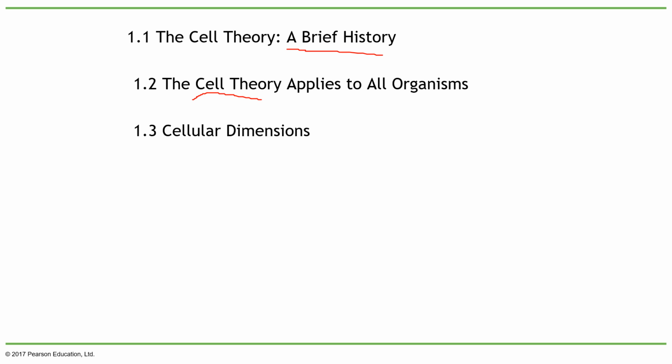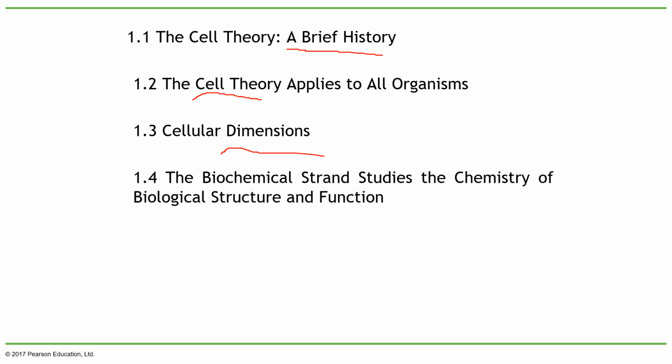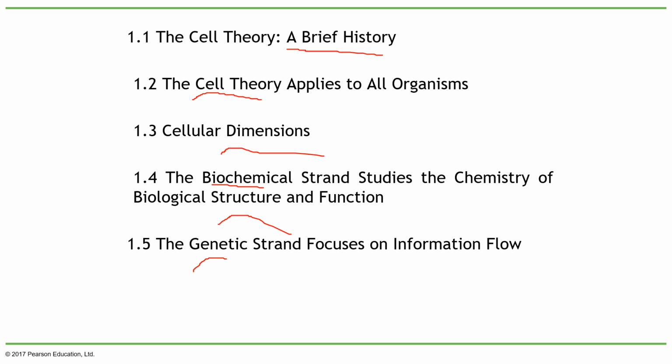Then we're going to move into the different cellular dimensions, how big the cells are, from the smallest one to the largest one. And then we will move into how different fields work together, how development in different fields allowed the development of cell biology. We're going to talk about biochemistry, cytology, and genetics, and how these three main fields work together to develop this area of cell biology. And at the end, we will finish by talking a little bit about the scientific method, in particular in terms of cell biology. So let's start.